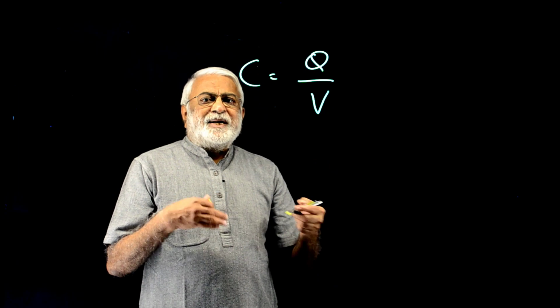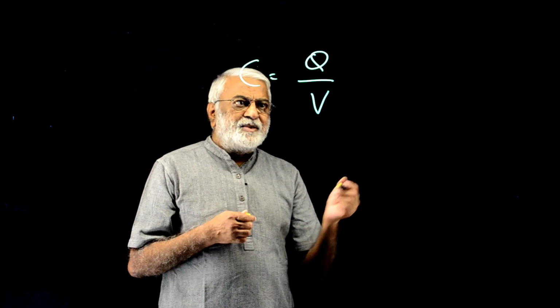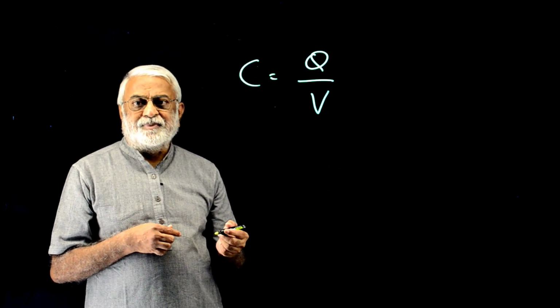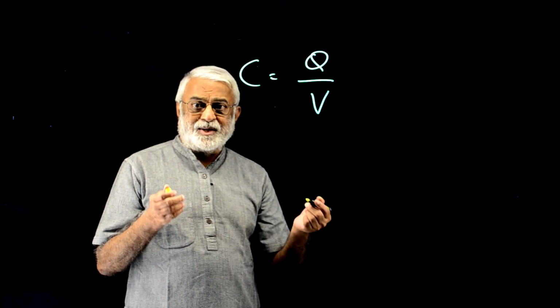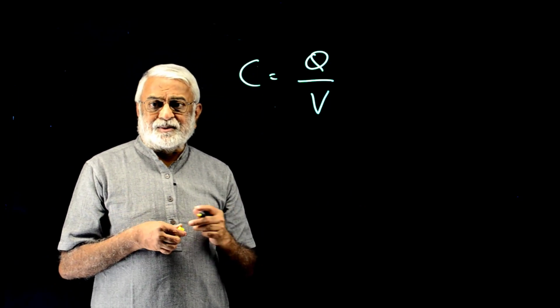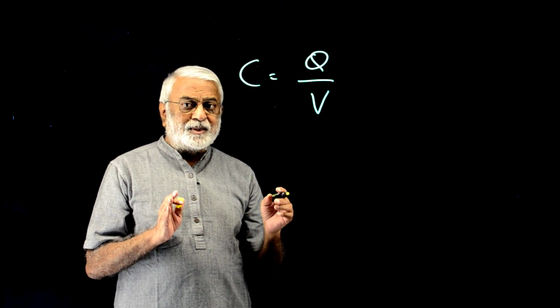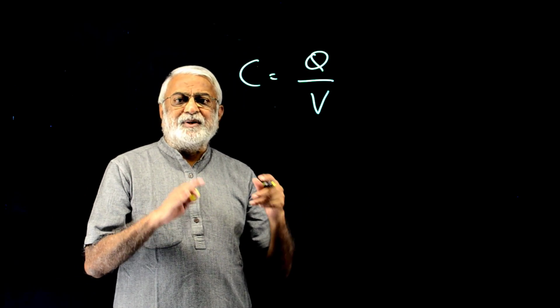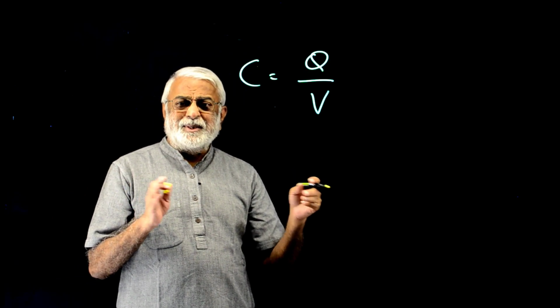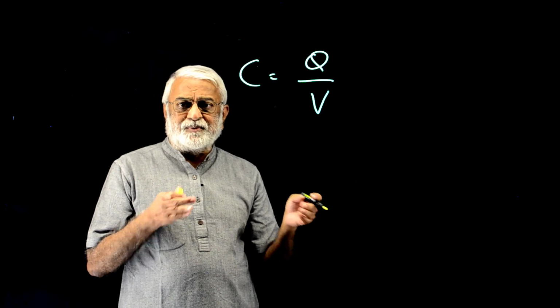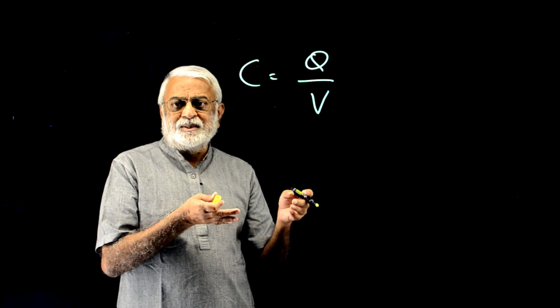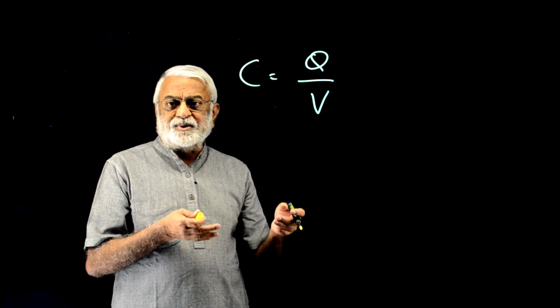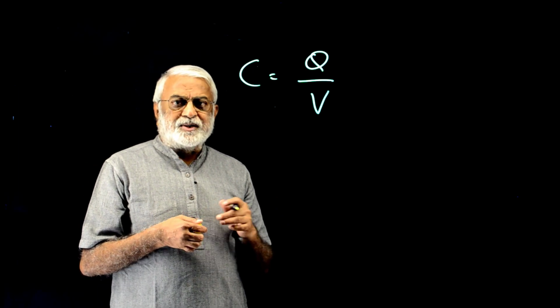Well, let's elaborate that a bit later, but for the time being, let's calculate the capacitance of, say, a spherical conductor. Mind you, we're talking of isolated conductors. If there are any other charged bodies, they're very far away, so far away that we can consider that this particular conductor we are interested in is isolated.